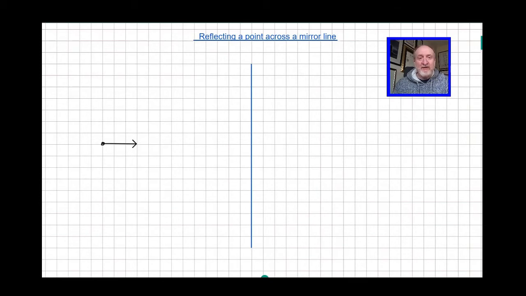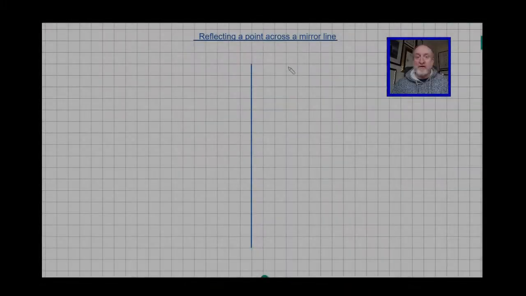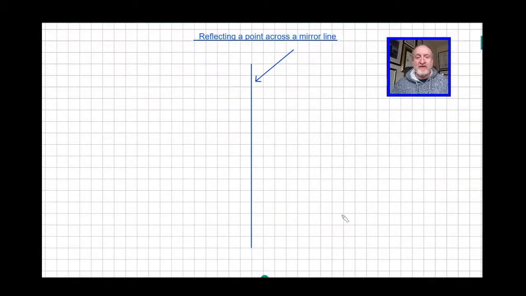Okay, so let's look at reflecting a point across a mirror line. The first thing to identify is what is our mirror line, and our mirror line is this blue line which is going straight up and down, or is called vertical. It's a vertical line. And when we reflect a point across a mirror line, we're going to use the skills we know for translating a point. Let's give an example. Firstly, we're going to have this point here, and we will call that point A. And we want to reflect point A across the mirror line.